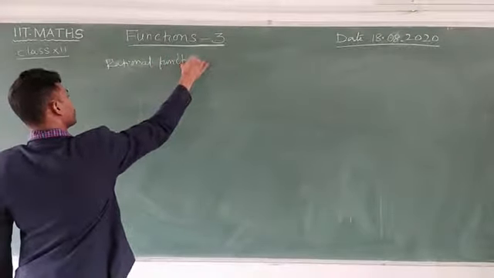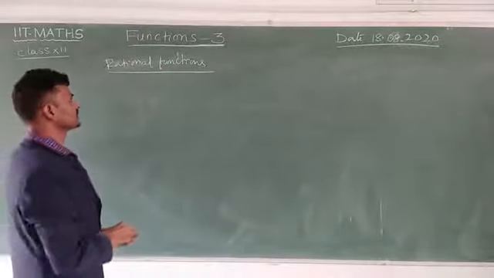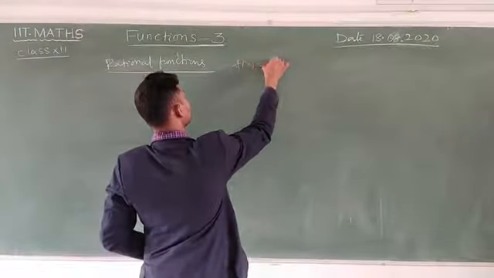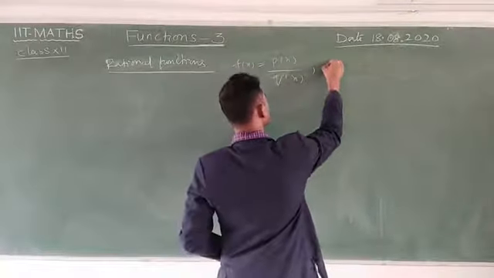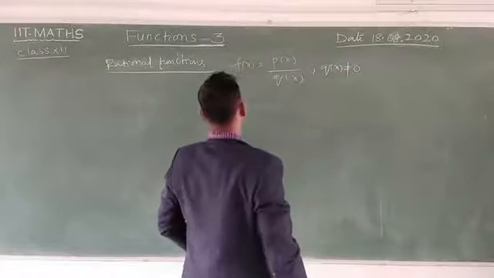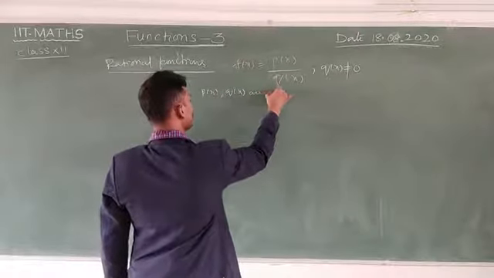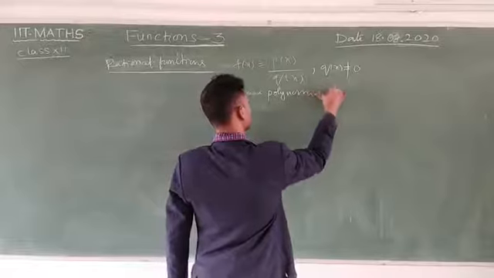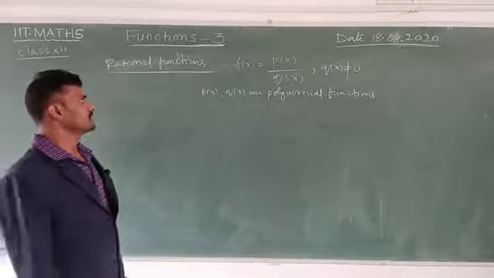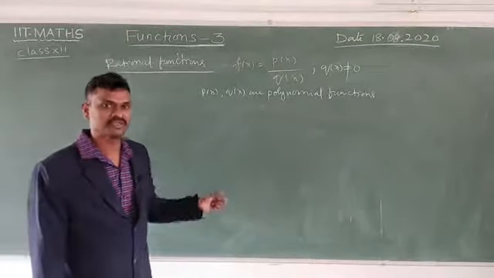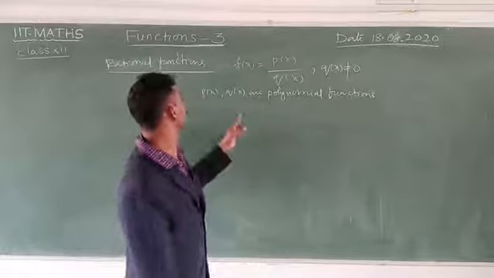What is a rational function? A function is defined as f of x is equal to p of x by q of x, where q of x is not equal to 0, and p of x and q of x are polynomial functions. Such a function is called a rational function.